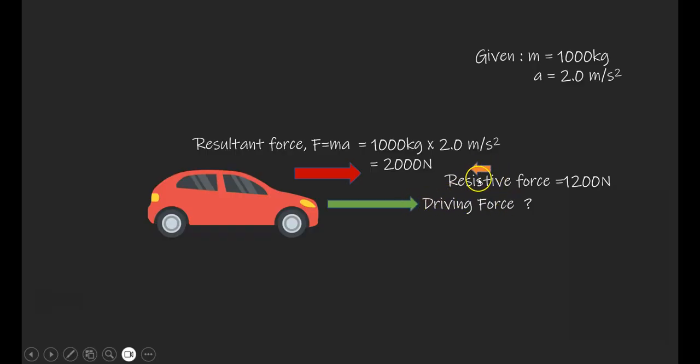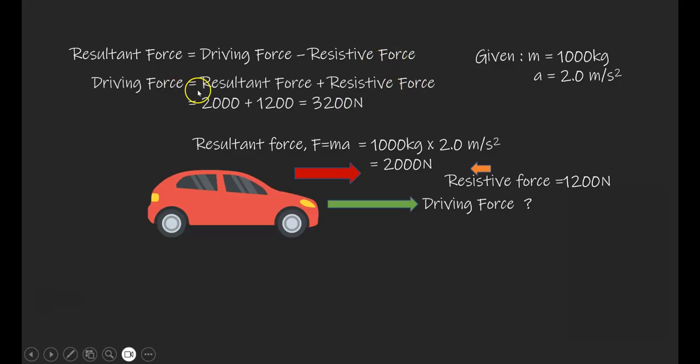This resultant force is a result of the two unbalanced forces, the driving force of the car's engine and the total resistive forces that oppose the car's motion. Hence, the resultant force can also be found by taking the driving force minus the resistive forces. Rearranging this equation, we can compute the driving force to be 3200 Newton.